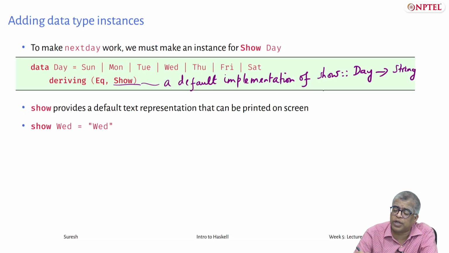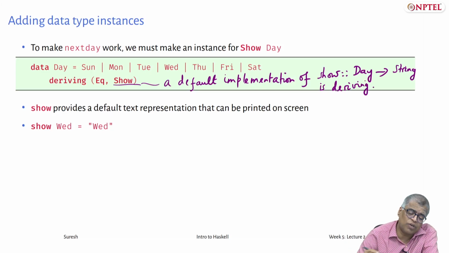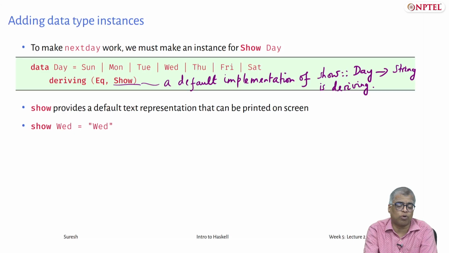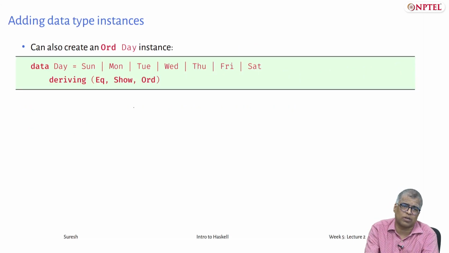So a default implementation of Show for type Day, an arrow to String, is derived. That's what you mean by saying deriving Show. What is the default implementation? Show of a value is the value within strings, within quotes, and so on. Okay, that's it. You can also create an Ord Day instance.